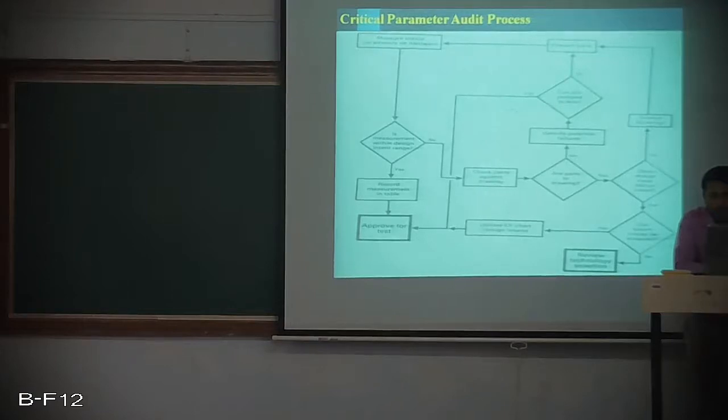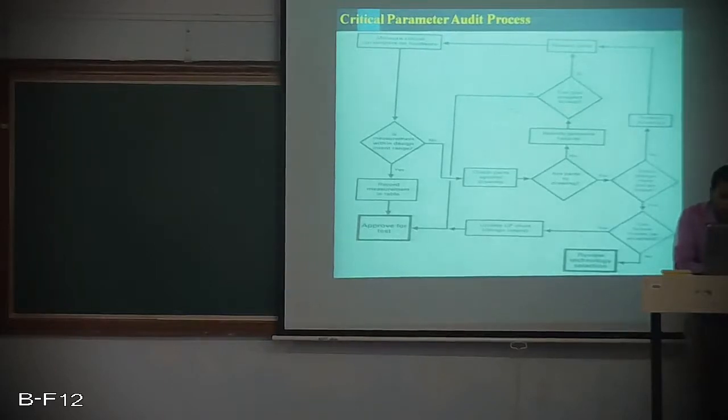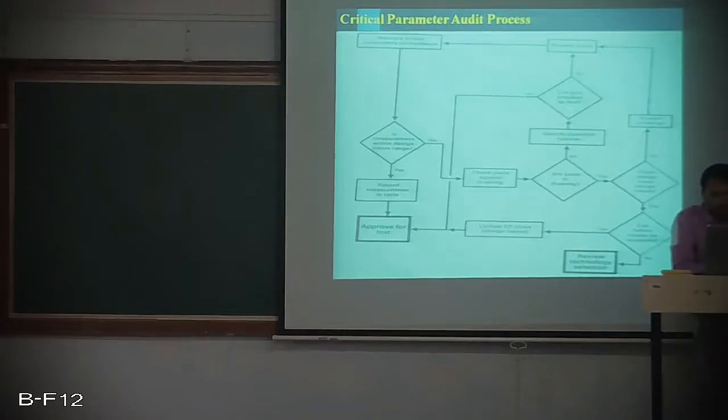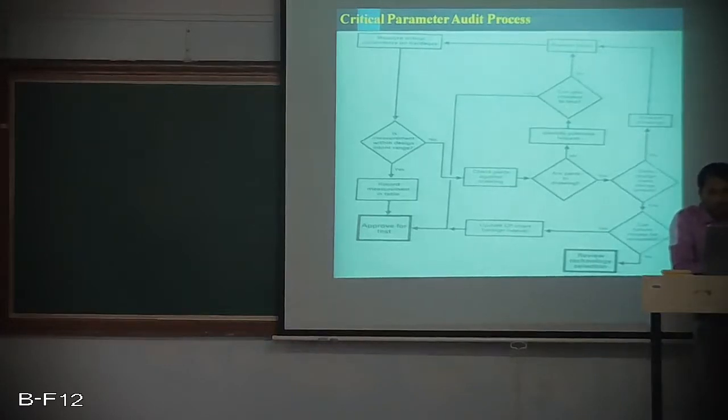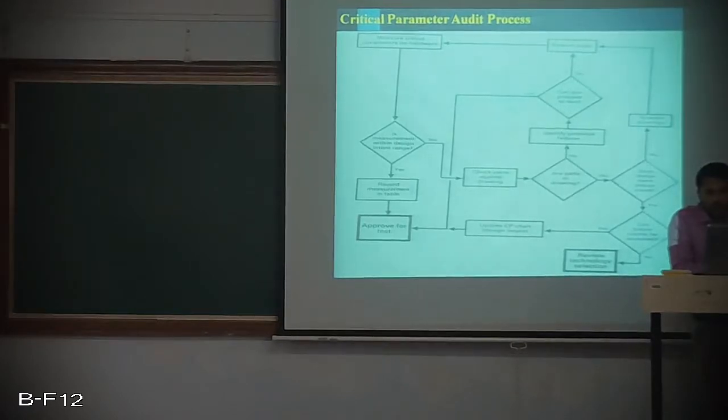If yes, does the design meet design intent? You need to check. If yes, can the failure mode be acceptable? If yes, then update the CP chart. If no, review technology selection. And again, if the design is not meeting the design intent, then rework drawings. You need to again rework drawings.